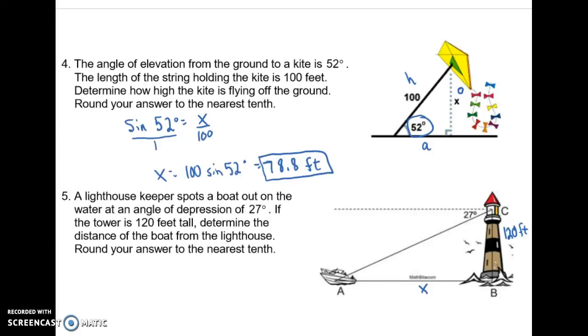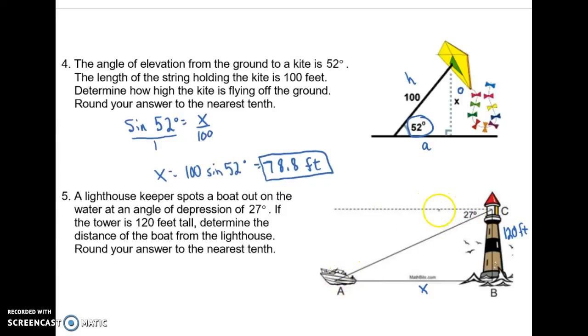Now we have a couple options here. I can use that 27 if I want, or I can set something up slightly different. First, I want to make sure I understand that the angle of depression is in the correct spot, that it's not this angle here, it's this angle. Because the normal line of sight of the lighthouse keeper would be this dotted line right here, and they have to look down to see the boat.